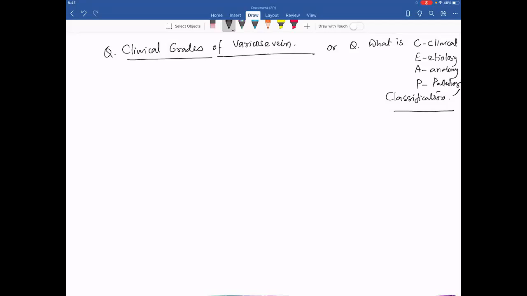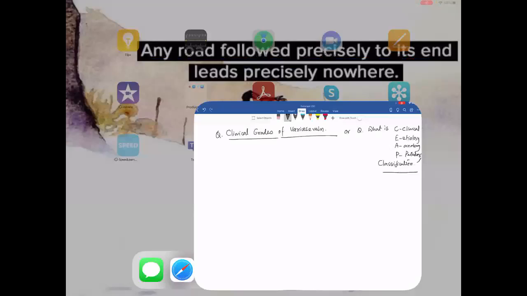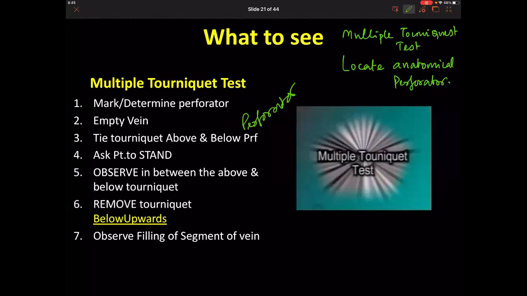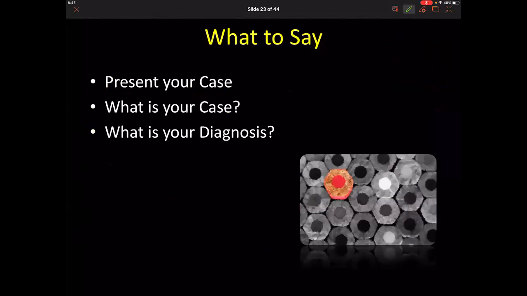Clinical, etiology, anatomy, and pathology. Okay? Have you written up till this? Yes. If you have written up till this, then as I've said, I will go a little more beyond MBBS and tell you something from Bailey Love.